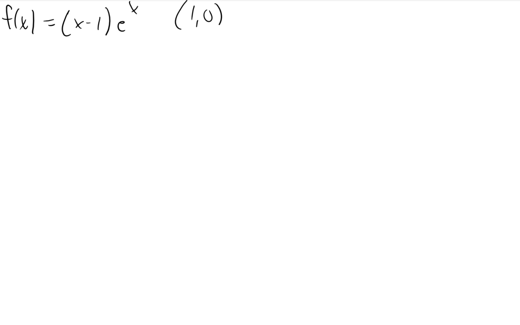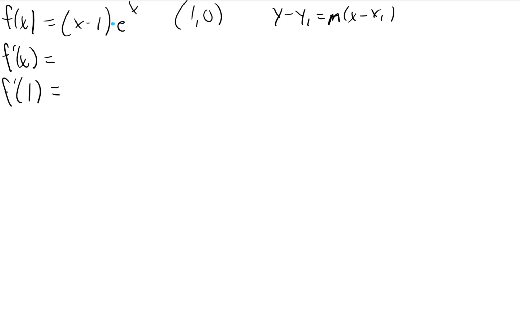Let's find the equation of a line tangent to f of x that goes through this point. Alright, so I'm going to start off in point slope form. And the slope of point slope form is going to be the slope of the tangent line. And the slope of the tangent line will be the derivative of f of x at this x value. So I first need to find the derivative, and then I can go and plug 1 into it.